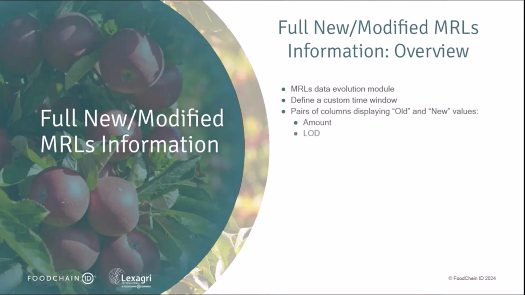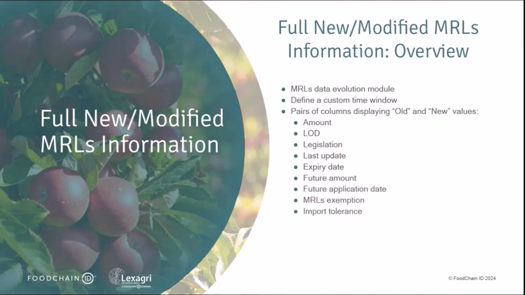The system will include in the results specific pairs of columns in certain fields with the old and the new information for those fields. Full new and modified MRLs information will allow users to spot changes in the amount, level of determination, changes in legislation, last updates, expiry dates, future amounts, future application dates, MRL exceptions, and import tolerances. In addition to these fields, it will also offer full MRLs information. Lastly, the report will include a modification type column in which the system will show whether a particular MRL entry is new or modified for the period of time defined for this specific query.